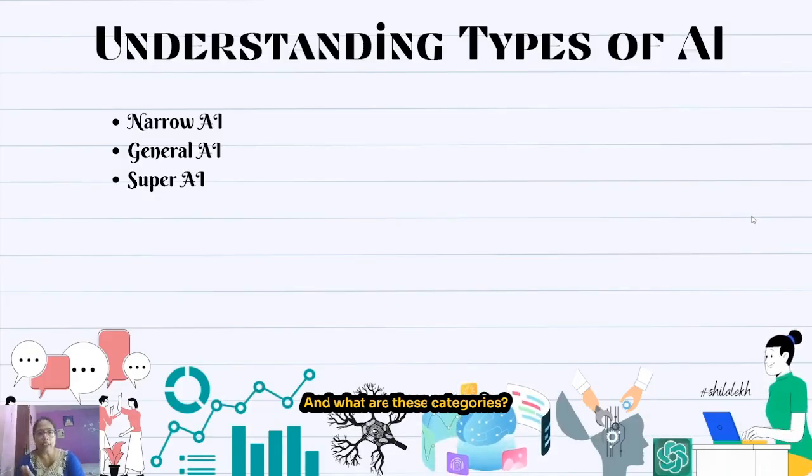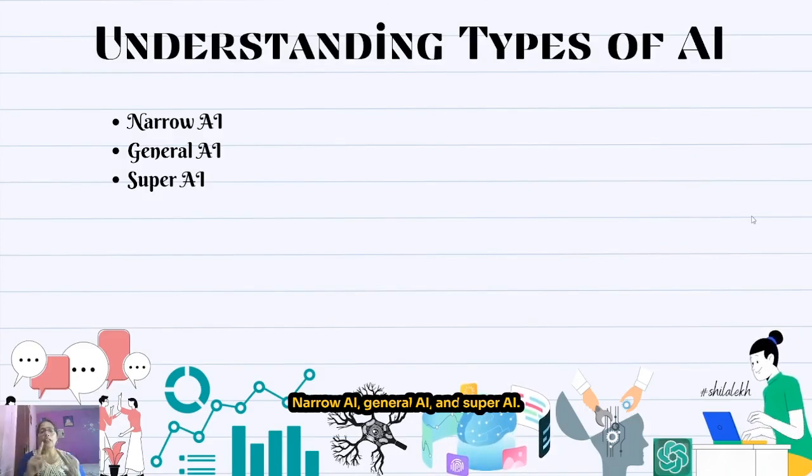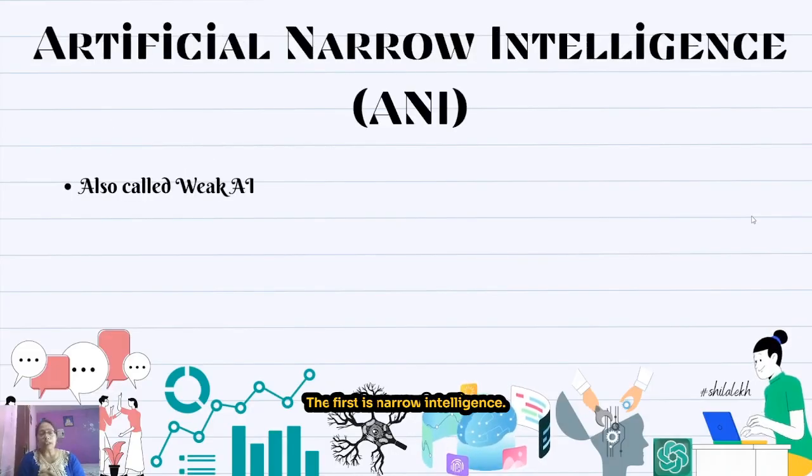And what are these categories? Narrow AI, general AI, and super AI. So let's dive straight in. The first is narrow intelligence, artificial narrow intelligence, or ANI. This is also called weak AI.